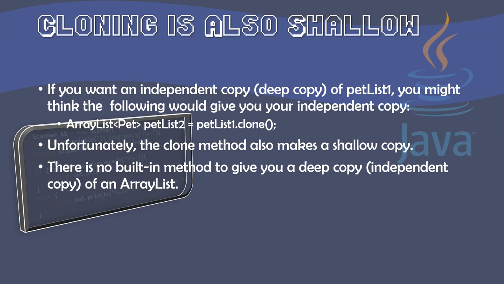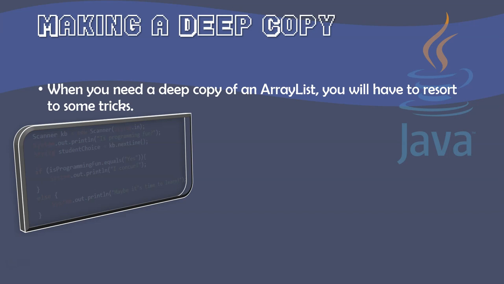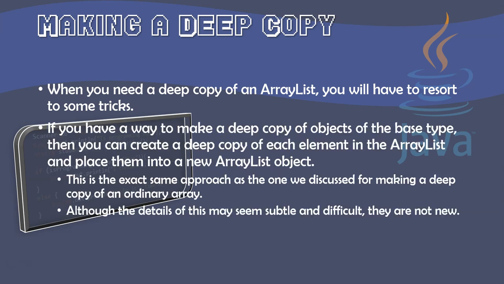So if we actually want to have a deep copy, how do we do that? How do we actually go about making that deep copy? Well, we have to resort to a couple of little programming tricks. So it's a little bit more for us to undertake, but we can do it. If we have a way, of course, to make a deep copy of objects of a base type, then we can technically make a deep copy of each element in the array list and place them into a new array list object. So first you have to go element by element and copy it over.